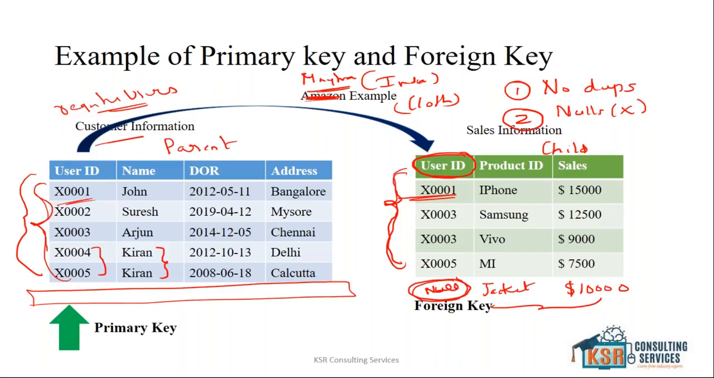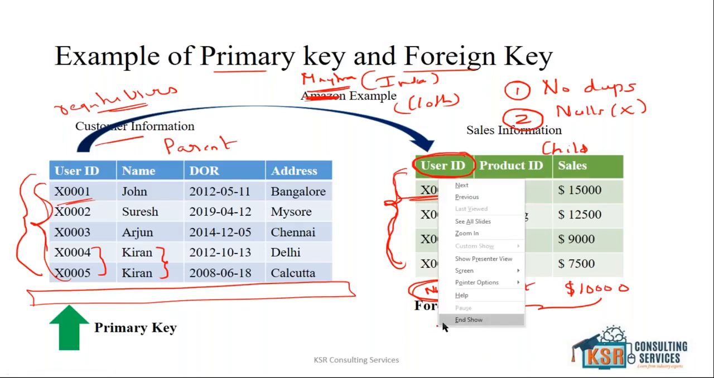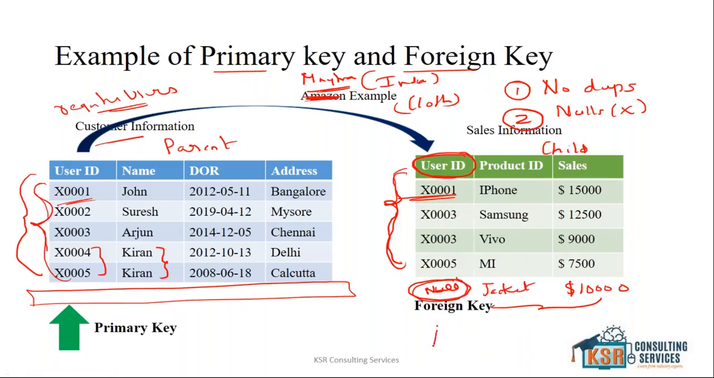In Amazon it was not possible, but if you take Myntra it is possible. So in general, what is the difference between primary key and foreign key? I can tell that one can accept null and one cannot accept null. This will accept null, this will never accept null. No null. This is the difference.